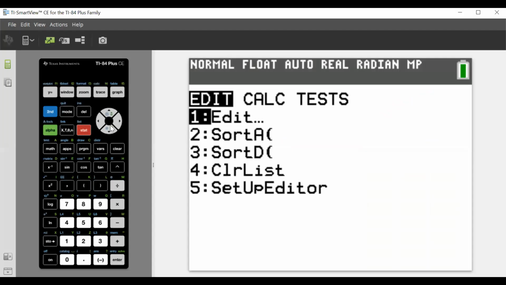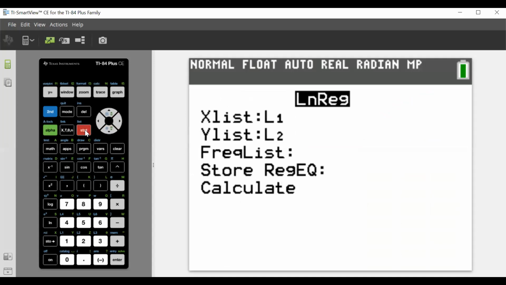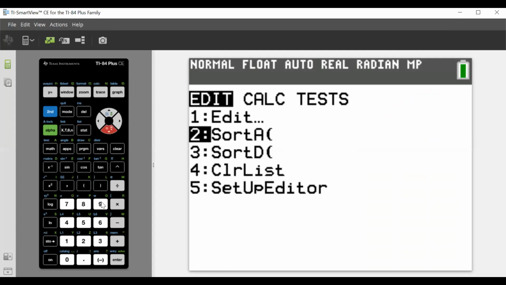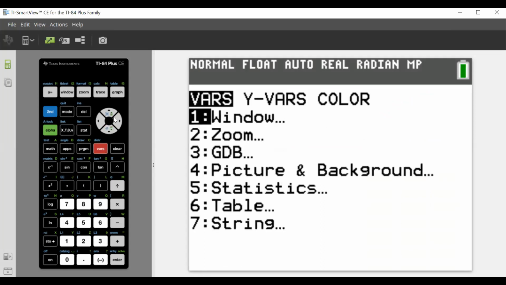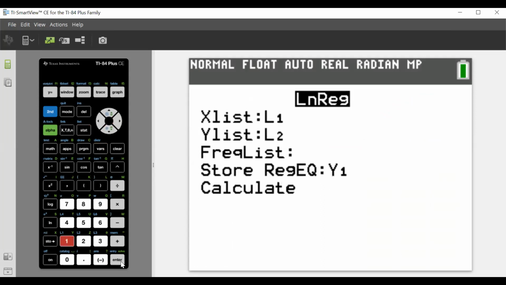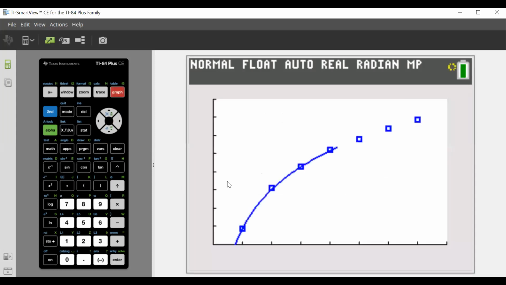So we go stat, and calc, and our log is number 9, then arrow down, and I'm going to do number 9 again, and arrow down, then I'm going to do vars, arrow over, 1, 1, and so this is what I get: negative 6.112 plus 3.059 ln of x. Okay, so that's going to be my model. Now 0.998, that's pretty high for an R value. So I think we're probably pretty good there. And as you look at the data, that really fits well.